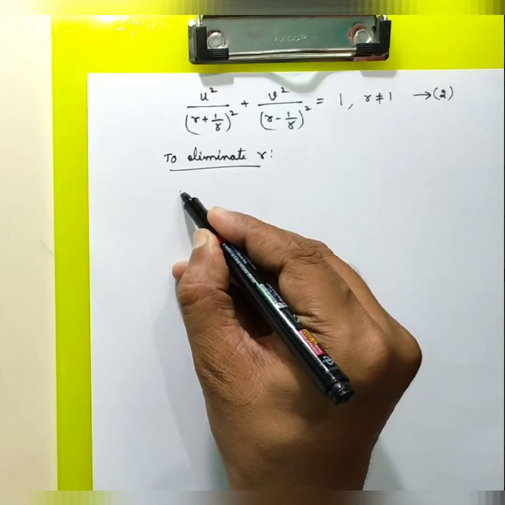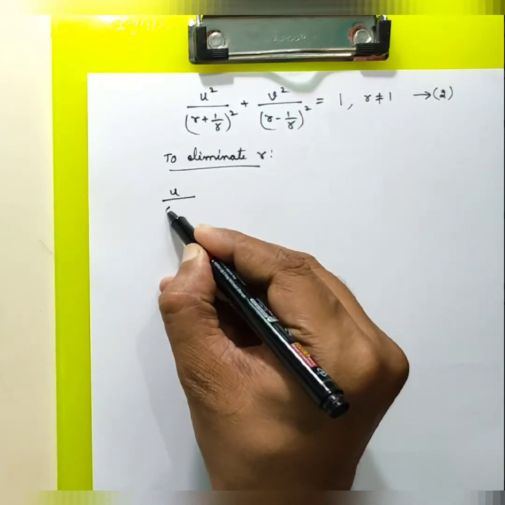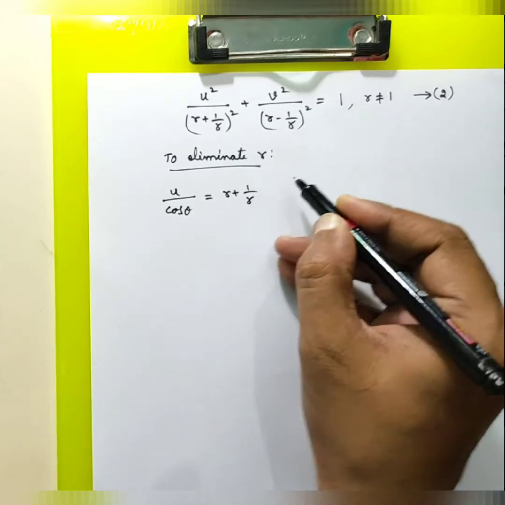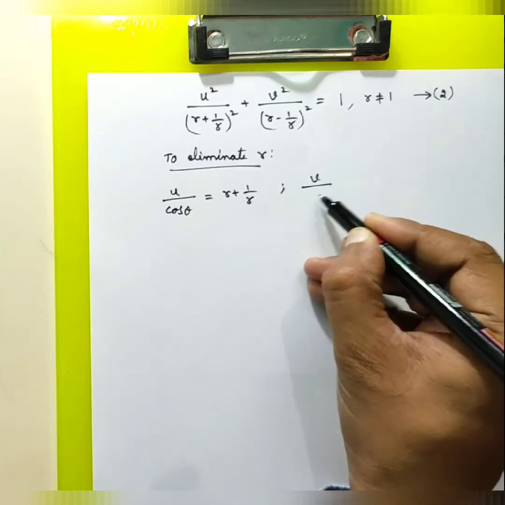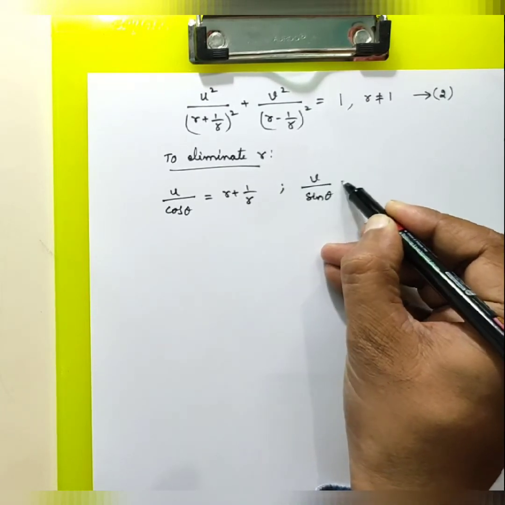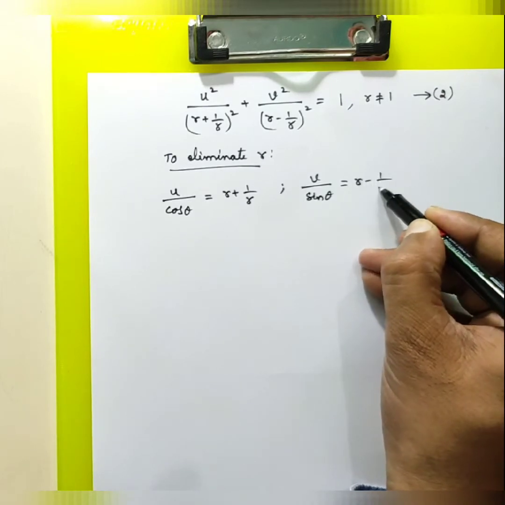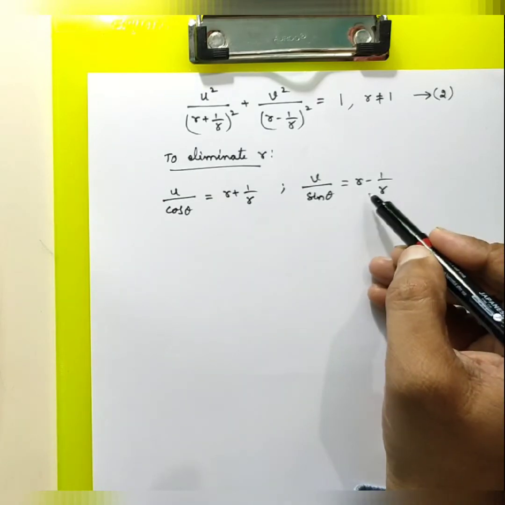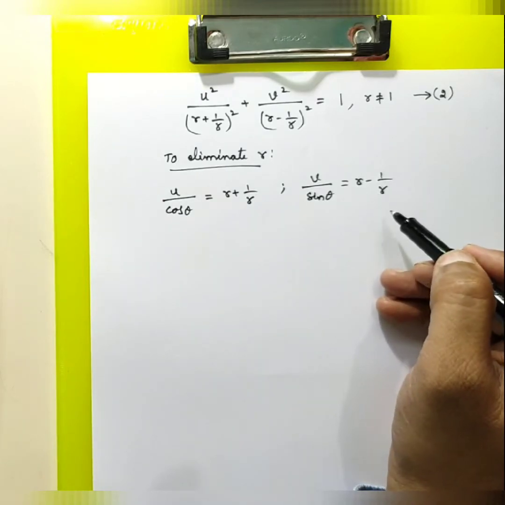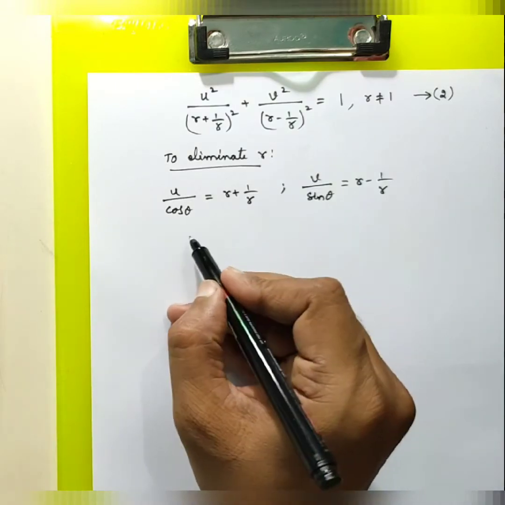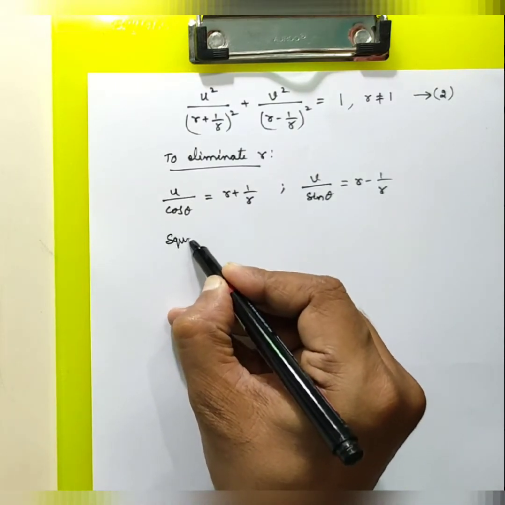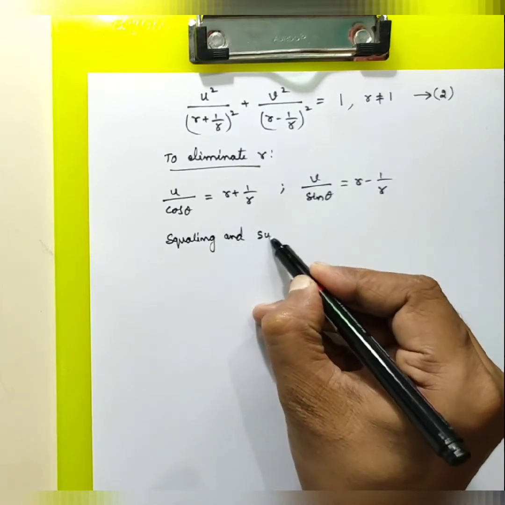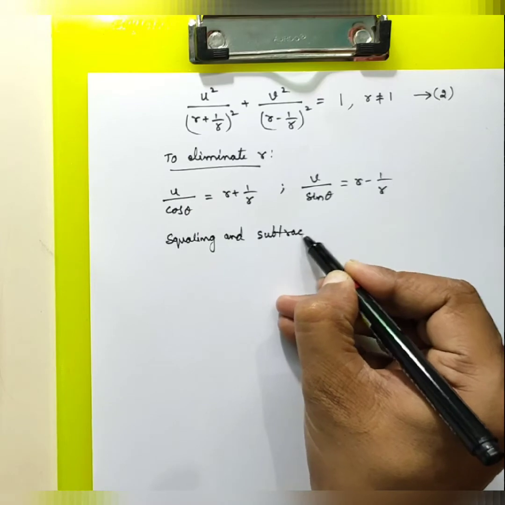So we will be getting u divided by cos theta is equal to r plus 1 by r. Then again, v divided by sin theta will be equal to r minus 1 by r. Now because we have r plus 1 by r over here and r minus 1 by r, once again you need to square this value, but we will not just square it, we will try to subtract it. Squaring and subtracting.